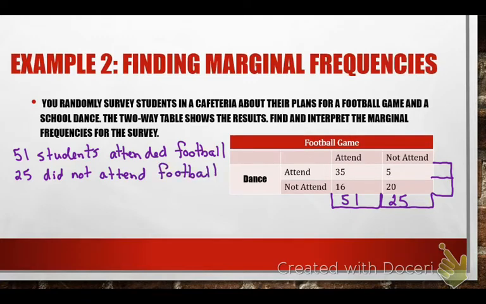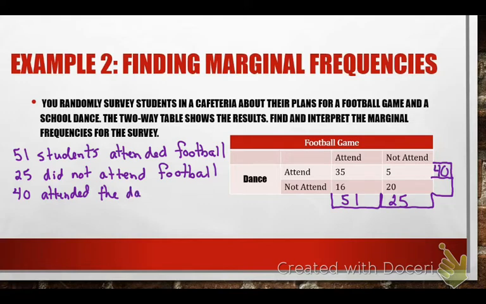All right, so now I'm going to go across. My top category, what was 35 plus 5? 40. And what is that interpretation? 40 attended what? The dance. Yes, because I'm going across now, so dance is my category across. So 40 attended the dance.